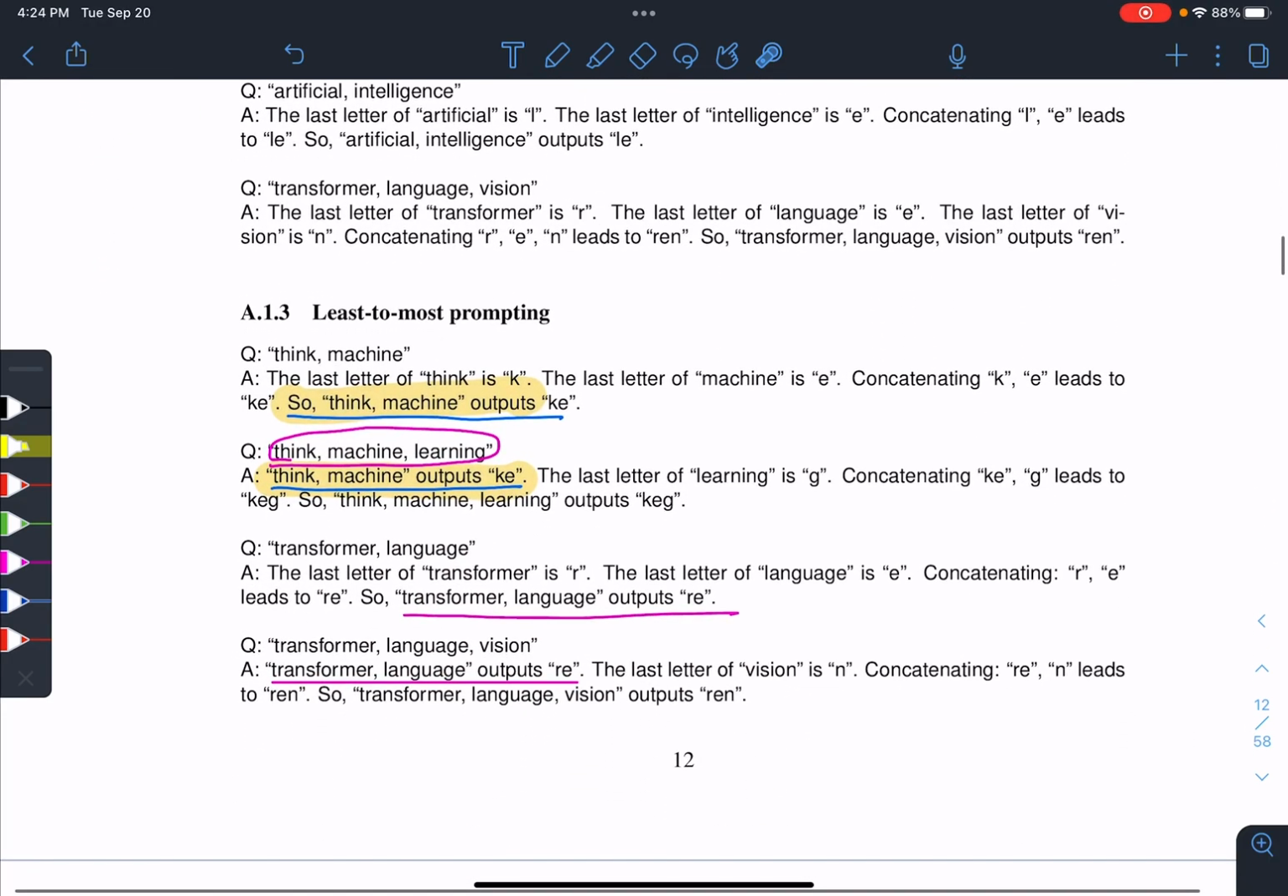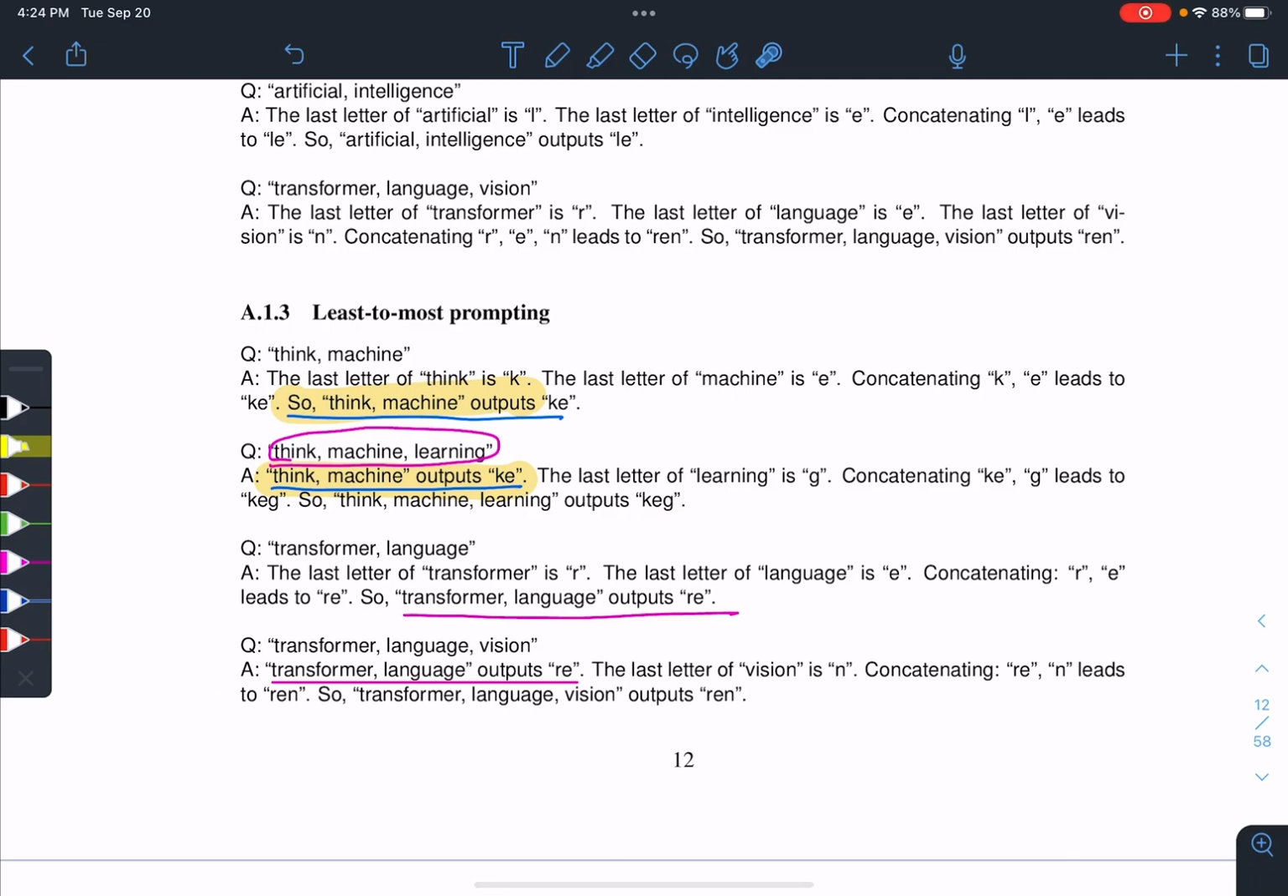Okay, in least to most prompting, we have this question and this answer, and the next question is related to the previous answer. So once we have the answer for think machine, which is KE, then we can solve a slightly more complex problem based on the previous question. Think machine learning can be solved by breaking it into think machine and learning. Think machine outputs KE, and the last letter of learning is G, so concatenating these two gives you KEG.